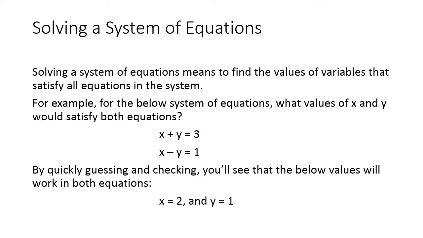So if you looked at that long enough, you might have figured out if x is 2 and y is 1, that will satisfy this system of equations. So we say that is the solution to this system of equations. The answer is literally x equals 2 and y equals 1. 2 plus 1 is 3 and 2 minus 1 is 1. So that works in both of these equations. This is the solution to this system of equations.